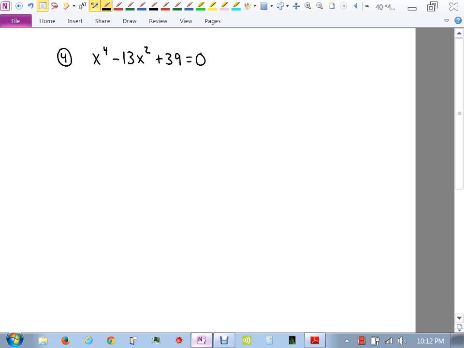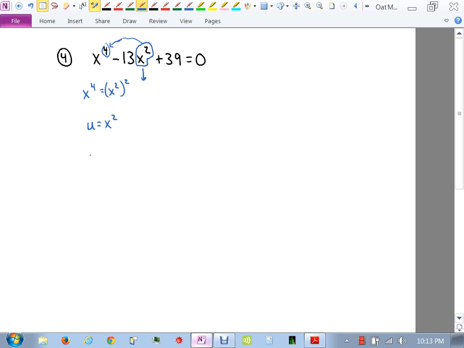Let's see. For this problem, you're supposed to use a substitution. So this is a quadratic form. We have x squared here, and this was twice as much as this. Because of that, I can rewrite the first one, x to the 4th, as x squared squared. So I'm going to make a substitution. u is going to be equal to my x squared, which I get from right there.